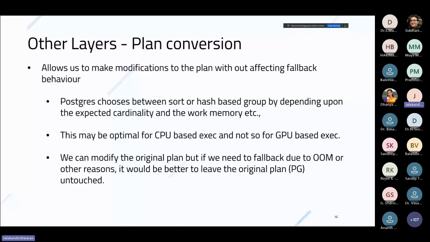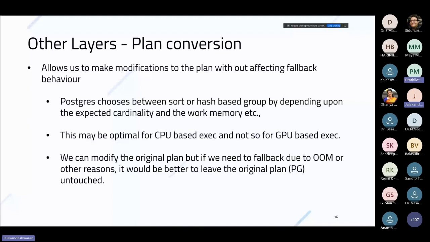So say we need some modifications in the plan tree and we do them to suit our needs. If the query has to fall back due to some reason, then the original executor, the Postgres executor, may not be able to handle that. And we don't want to be a bottleneck in that case. So we don't touch the original plan. And having a separate plan conversion layer allows us to make changes that are necessary to us.